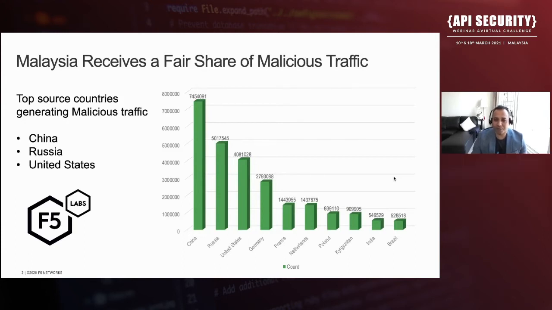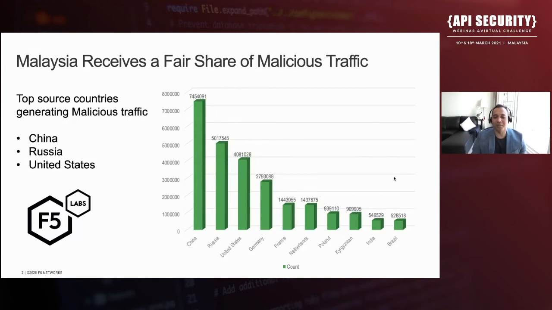At F5 Labs, we collect data. We run a lot of security apparatus around the world to see what the network traffic is like, or what kind of malicious traffic is directed at us. For Malaysia, our honeypots have detected a humongous amount of traffic, which is basically doing scanning. The top 3 scanners that our honeypots have detected are coming from China, Russia, and the United States.